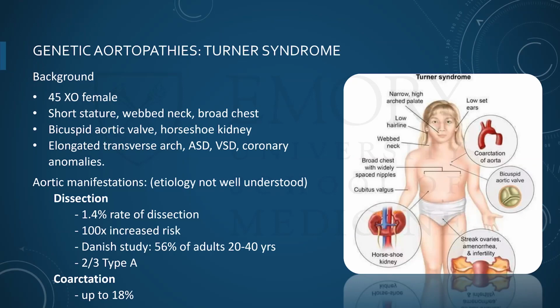Dissection or involvement of the ascending aorta is much less common, and actually only 1.4% of these patients present with dissection, but they are 100 times more likely to present with dissection as compared to the average patient. And in a Danish study, 56% of these patients presented with dissection at the age of 20 to 40, and 2/3 were type A. So it's something important to keep in mind. And coarctation is also seen in 18%.